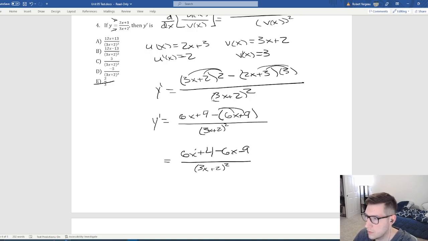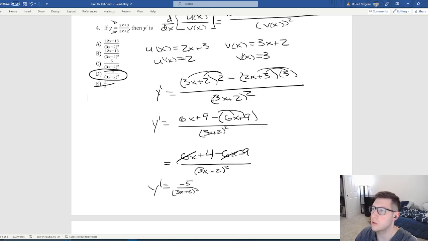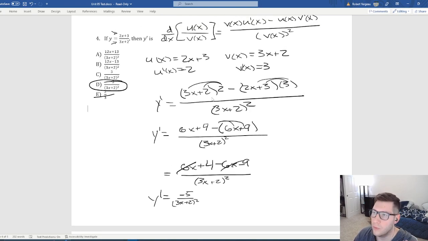And then cleaning this up, 6x cancels with 6x, positive 4 minus 9, it's going to be negative 5 over 3x plus 2 all squared, which is going to be right here, option D. And so just be really careful tomorrow. Question 4 tomorrow, the question having to do with the quotient rule, you're going to see that it's question 4 because these questions align pretty well. It's going to be the most difficult in terms of trying to clean it up and the most algebra involved, and so just be really careful with your step-by-step.